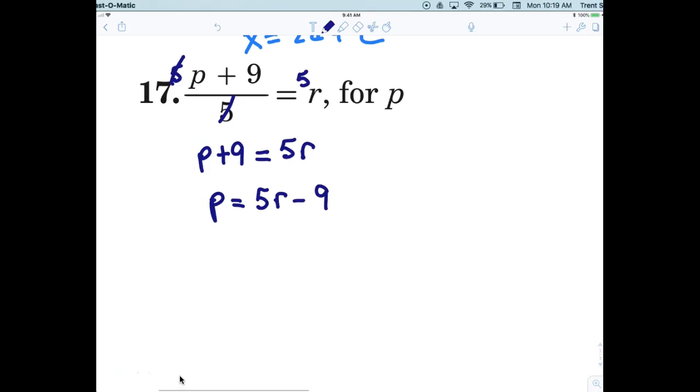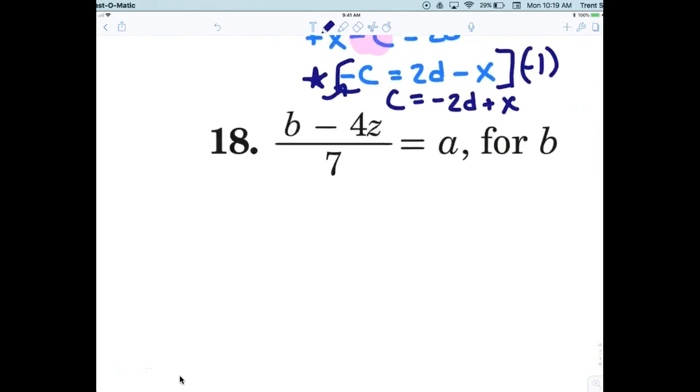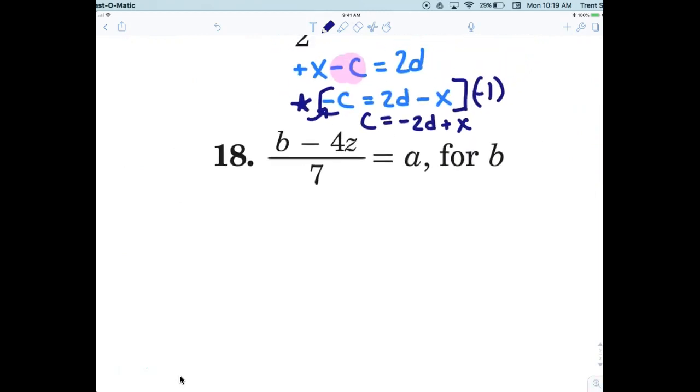All right, here we go, guys. Take a look at 18 now. What are we thinking? You have to do times 7 on both sides. Perfect. So it'll be 7a equals b minus 4z. Beautiful so far. It doesn't matter the order.